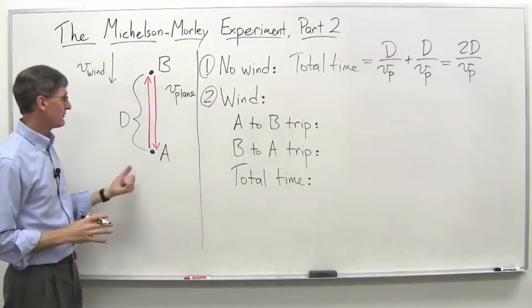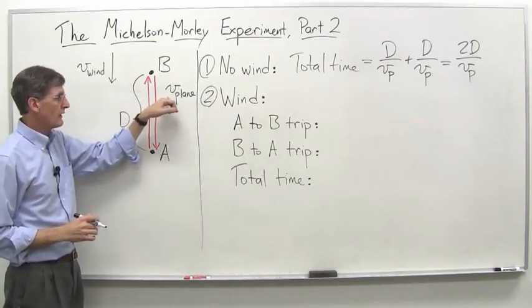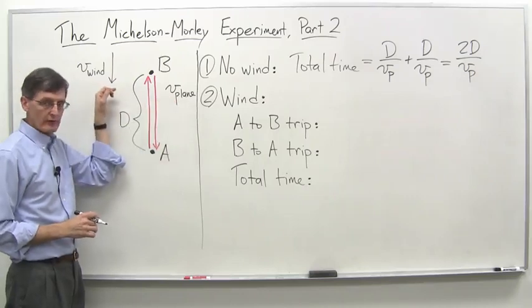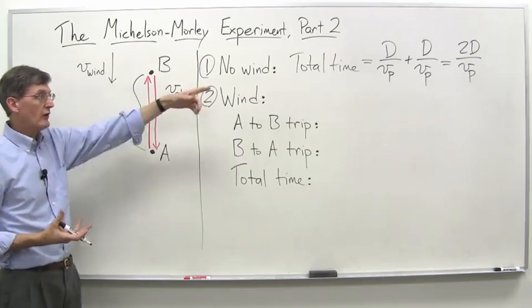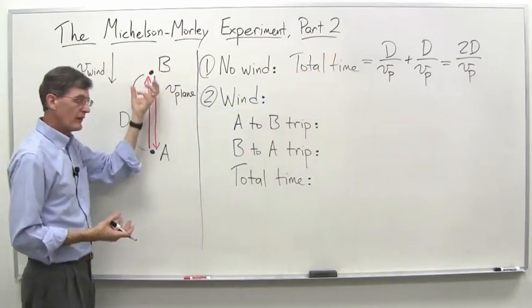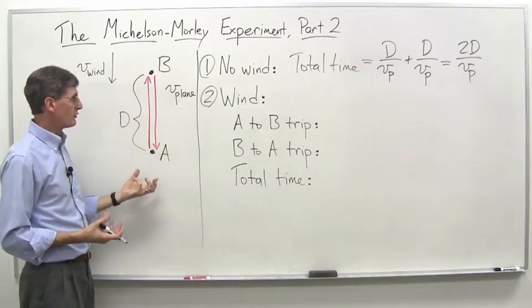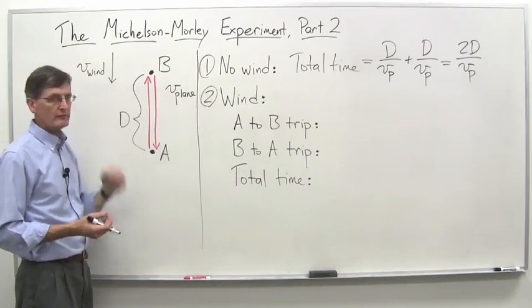I'll get you started by saying the velocity on the first leg of the trip is going to be the velocity of the plane minus the velocity of the wind. Okay, so that's the net velocity on the first leg. And then we have our same equation involved here, distance divided by the velocity. And the velocity on the second leg of the trip is going to be the velocity of the plane plus the velocity of the wind, v sub p plus v sub w.